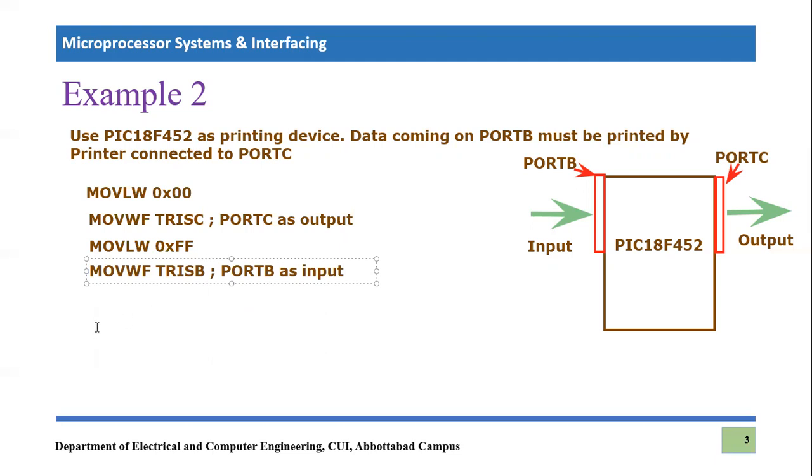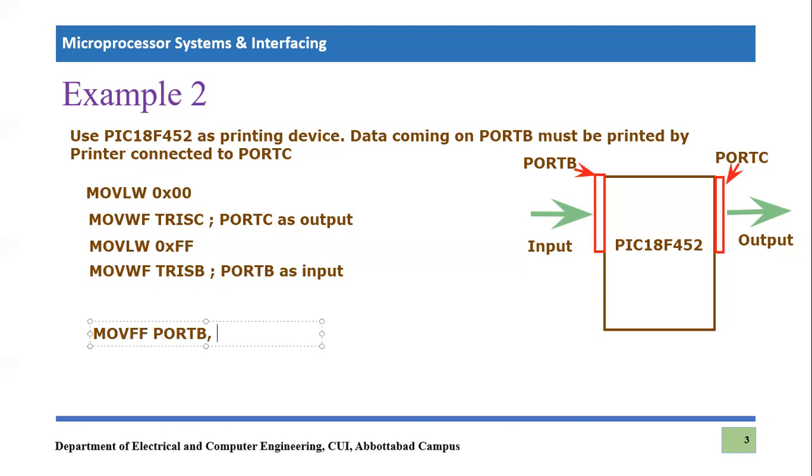Next thing you have to do, you have to collect the information from port B and send it to port C. Here we will be learning a new command, which is move file to file. That means we have some information in a certain file register, and we will move it from that file to another file location. So here we know that port B and port C are nothing but specific special function registers present in the file register.